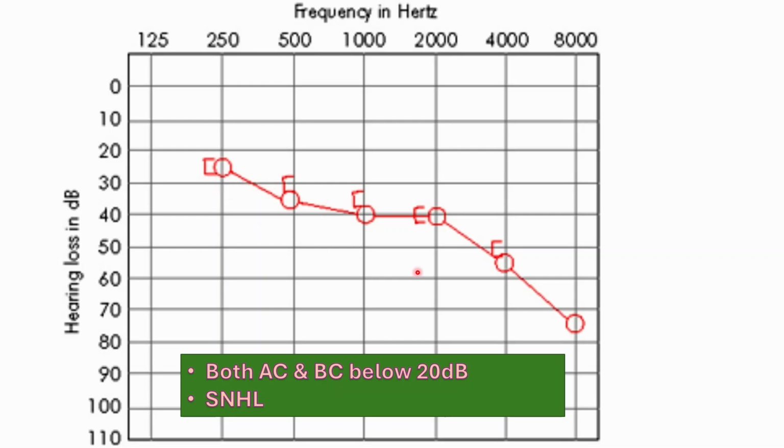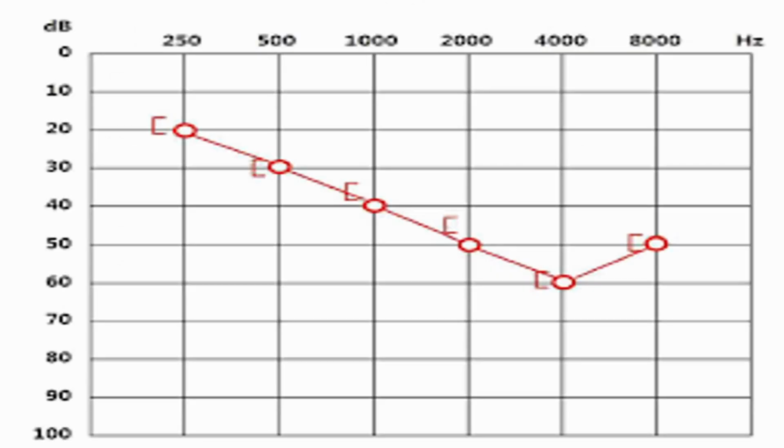So again, another type of graph in which both air and bone conduction are below 20 and the gap is less than 15 decibels. So this is again a graph of sensorineural hearing loss, and the differentials which I have mentioned are the same for this type of graph as well. Okay, now there is another graph. If you look closely, both air and bone conduction lie below 20 decibel, and the gap between them is less than 15 decibel. So this is a graph of sensorineural hearing loss.